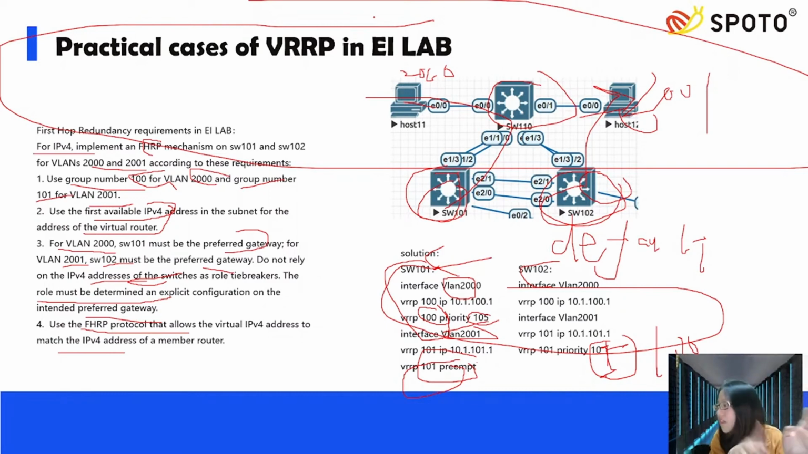I think it's the foundation of routing and switching. So VRP is very simple for our EI Lab requirement. In EI Lab, I think DMVPN is more difficult for CCIE students.